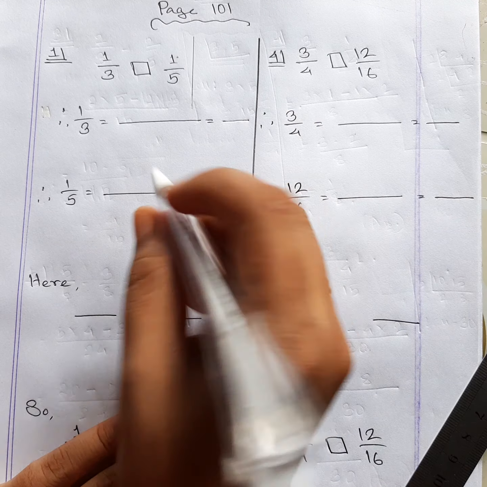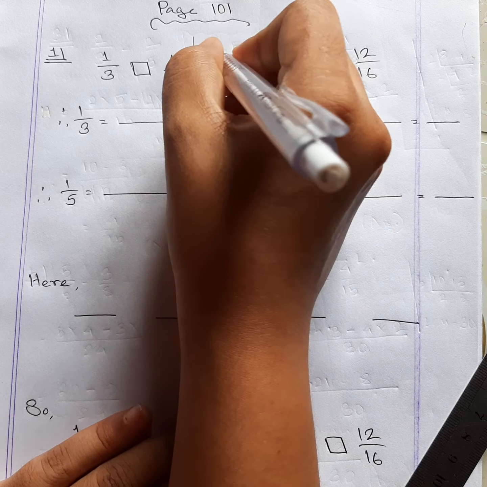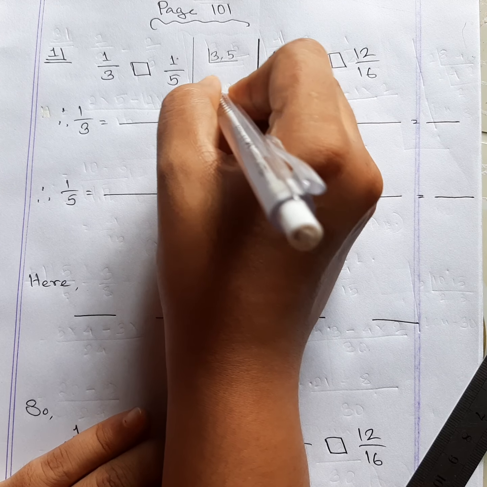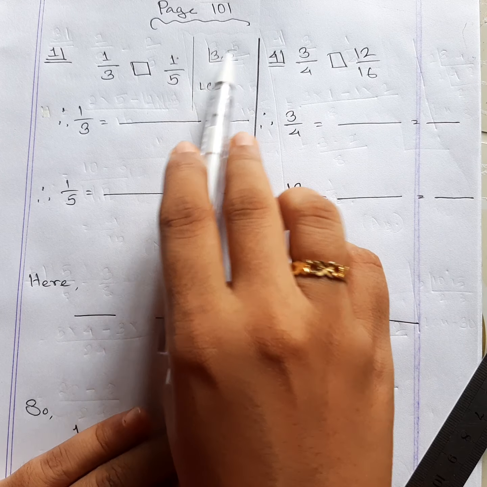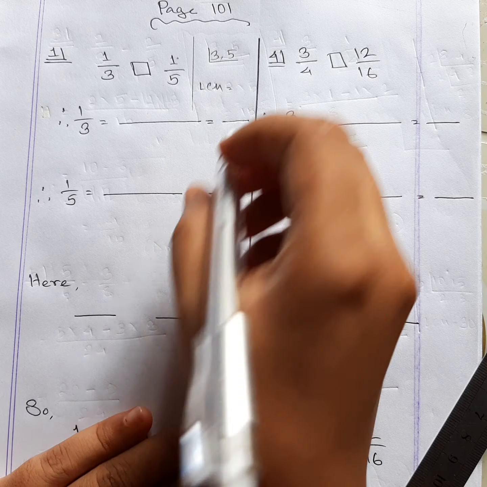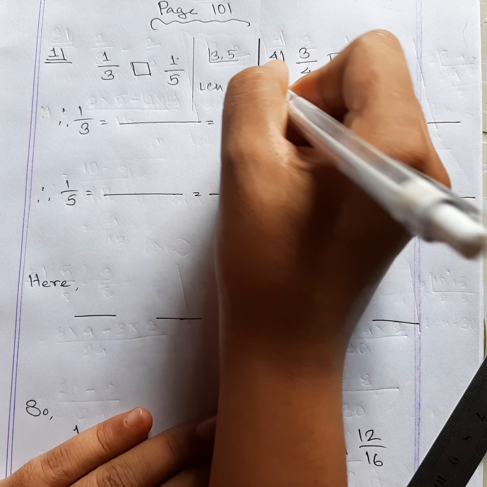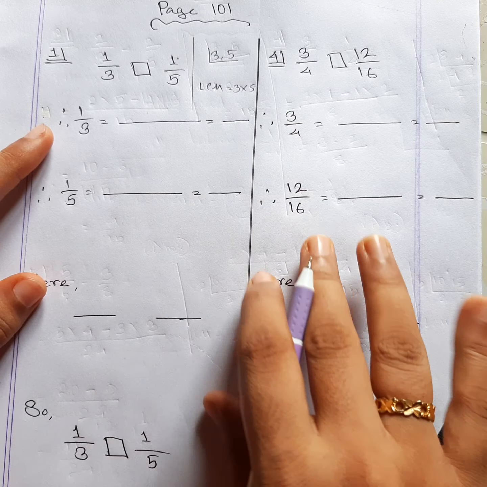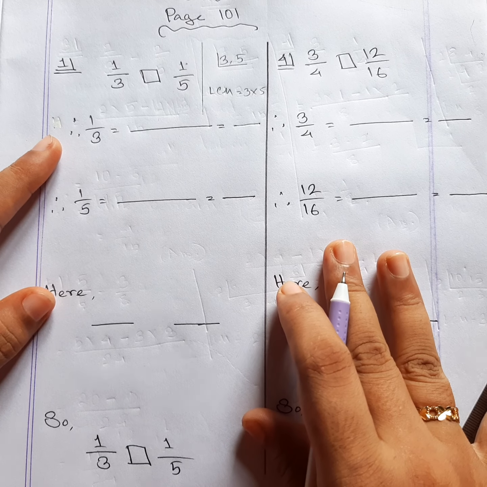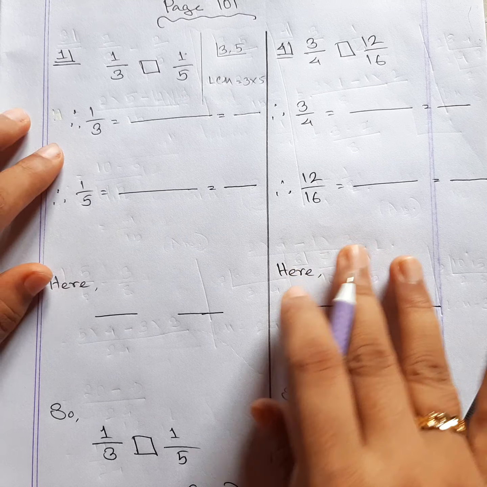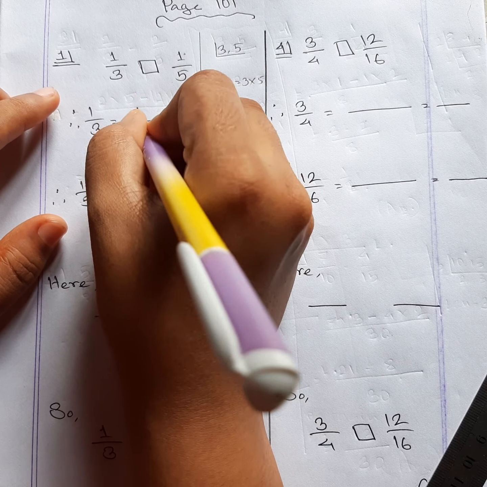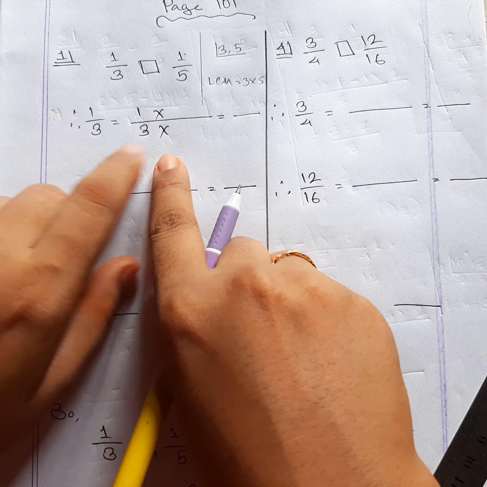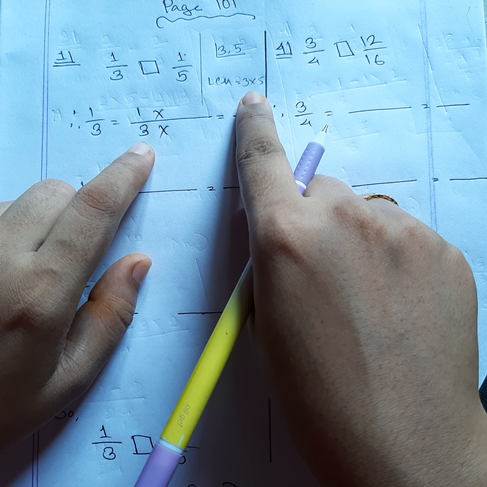So let me finish. The LCM of 5 and 3, definitely LCM of 5 and 3 will be 15 because we cannot divide them, so just 3 into 5, which is 15. Okay, let's write it. Oh, we are not going to write it now. We are going to write it later. So first, we are going to just write down our fractions over here with the multiplication sign.